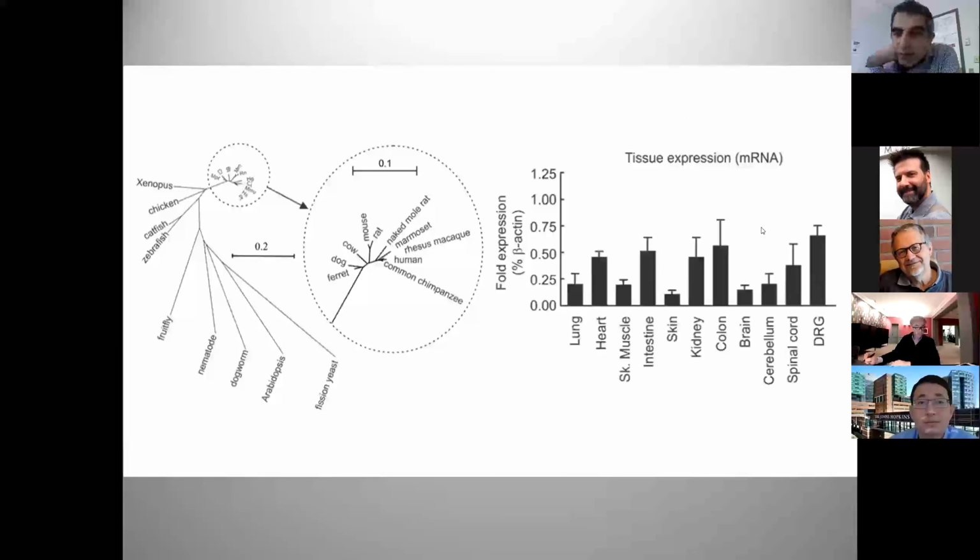And when we look in mice at the tissue expression of TACAN, we see that it is expressed in several tissues, with high expression in the heart, kidney, and colon, as well as the dorsal root ganglia. So the dorsal root ganglia, or DRGs, are where we find the cell bodies of the sensory neurons involved in the detection of touch and pain.